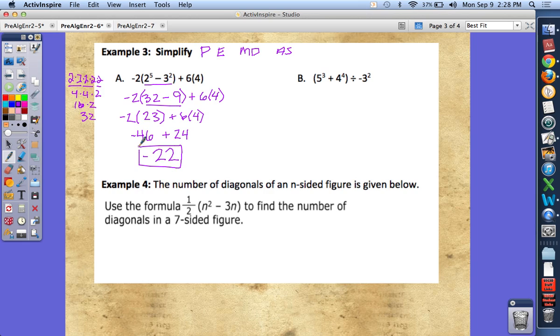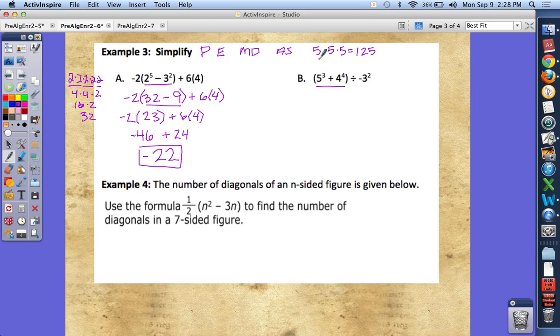Go ahead and try B. If you want to try it without me, go ahead and pause the video. If you want to do it with me, here we go. Again, on B, we're starting inside the parentheses. What is 5 cubed? 5 times 5 times 5. 5 times 5 is 25. 25 times 5 is 125. Think about it, if you have 5 quarters.